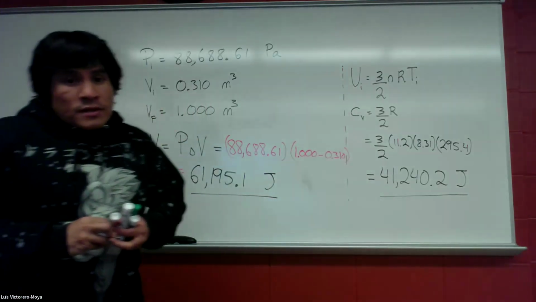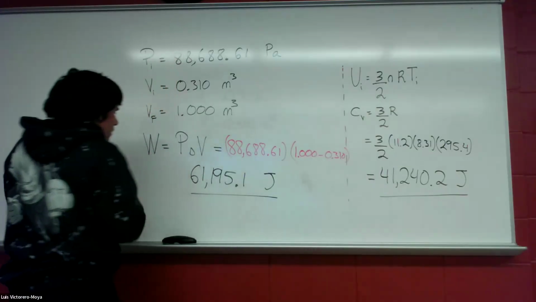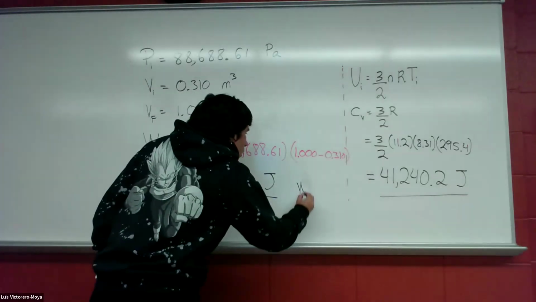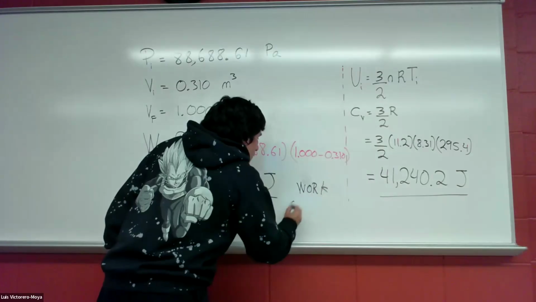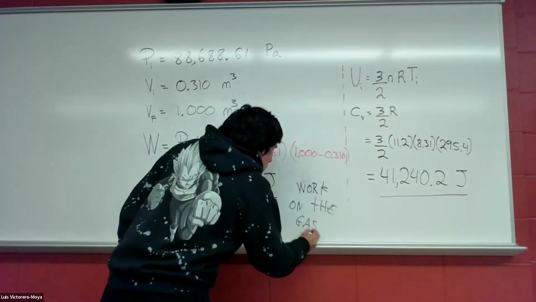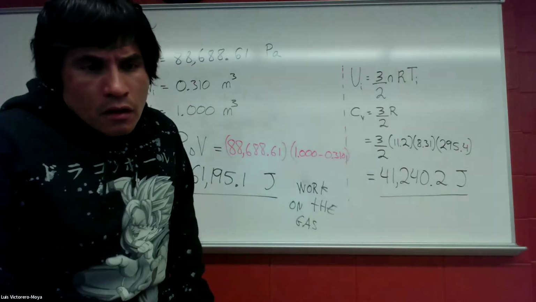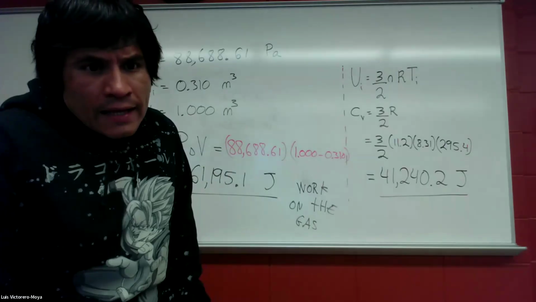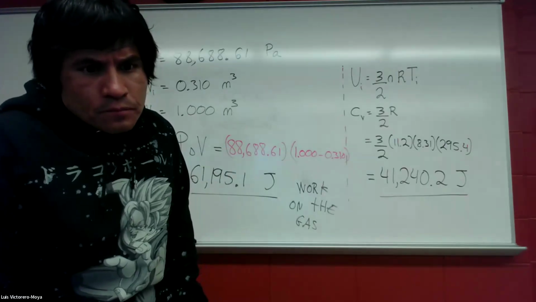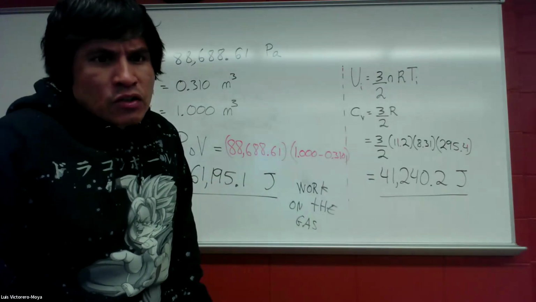Now, let's read the question. It says, how much work is on the gas? That's work on the gas. They like to trick you guys a lot with this. If you put a positive, it will mark 1. What's the temperature of the gas at the new volume? So we need to find the temperature of the gas at the new volume.